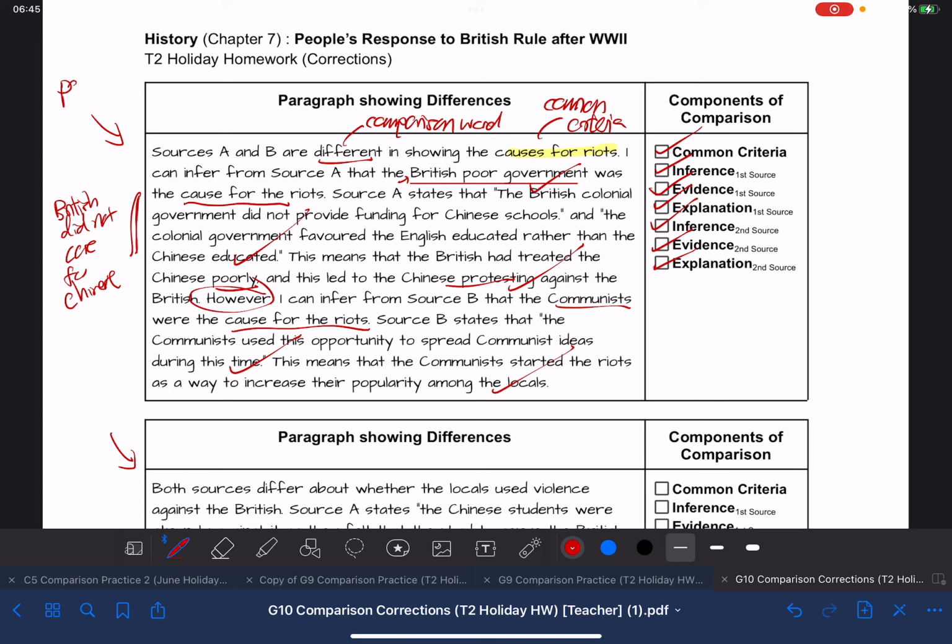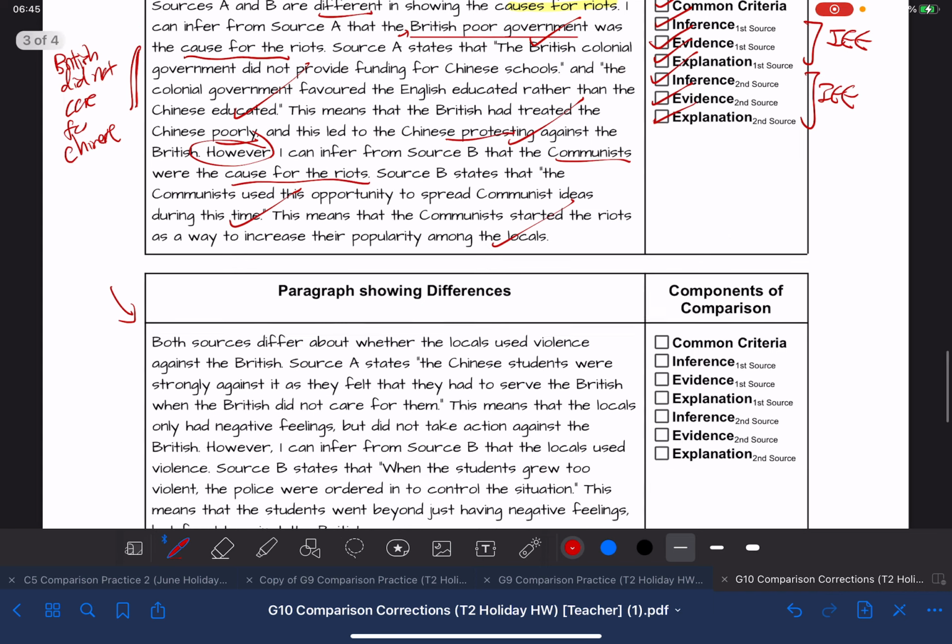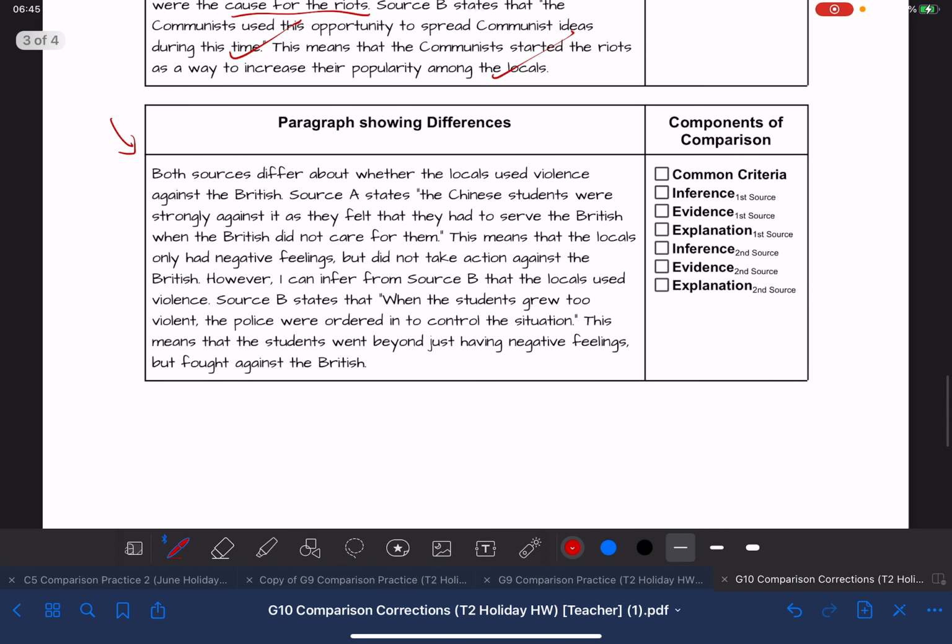So this is a positive example of a difference paragraph. It has a good common criteria, the big overarching topic between source A and B. It's got your IEE from your first source. Remember, this is your IEE. And this is your IEE from the second source. And it's well explained. So this is a good example. Now, similarly, pause this video, complete marking this exemplar, and then come back to the video once you're done to compare your marking with Mr. Ong's marking.